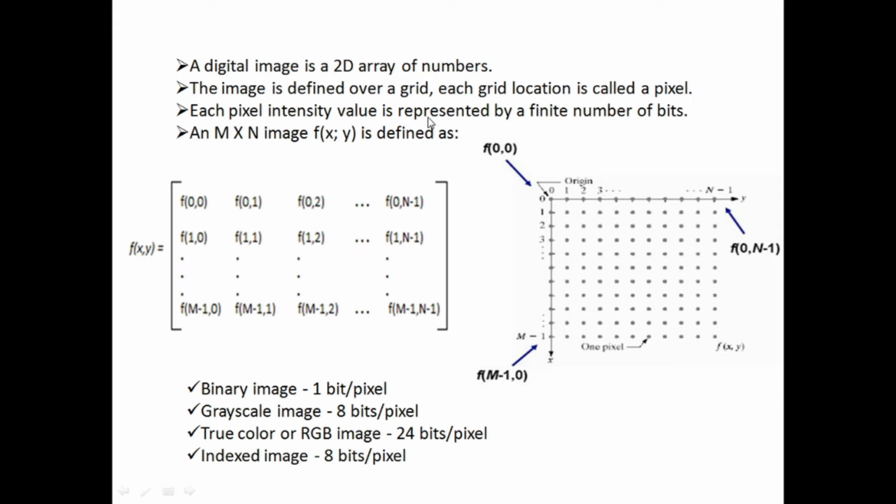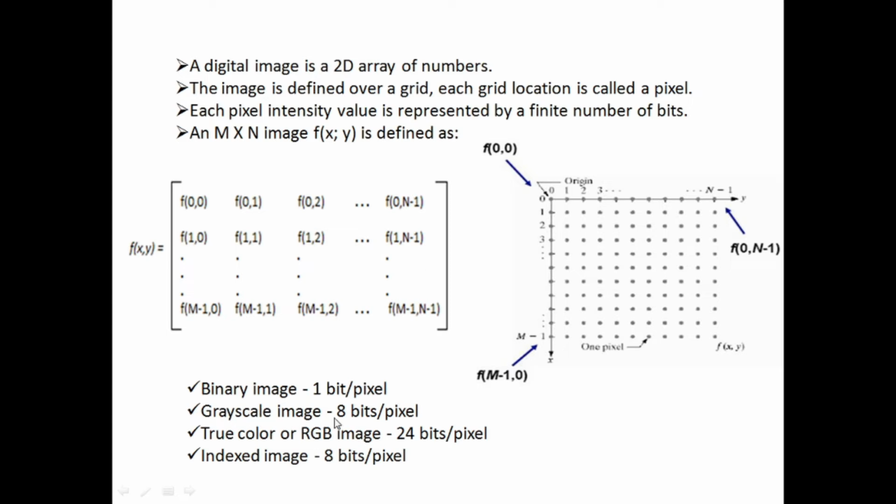Each pixel intensity value is represented by a finite number of bits, because ultimately we may have different kinds of images. An image may be a binary image, a grayscale image, a true color or RGB image, which is a natural image, or an indexed image. For a binary image, the pixel may have a value of logic 0 or logic 1. That means each pixel can accommodate only one bit. So it may be a 0 or a 1. So 1 bit per pixel.